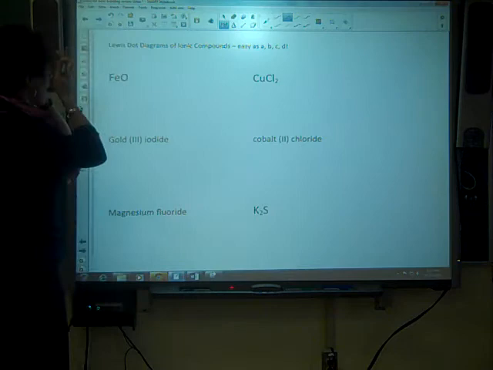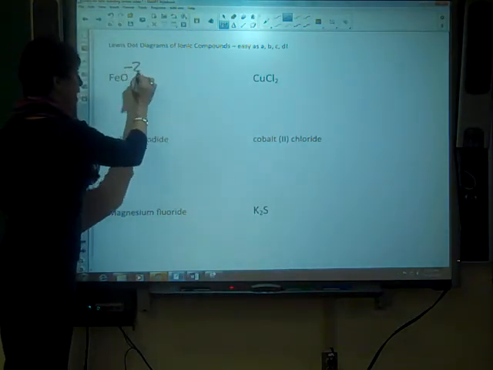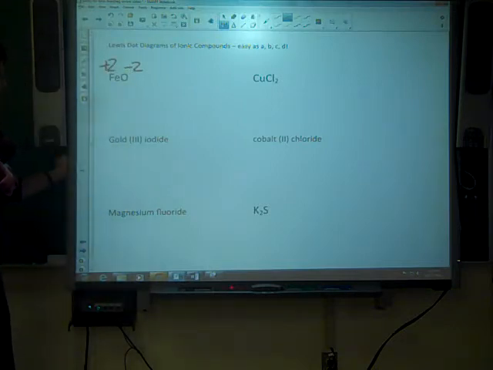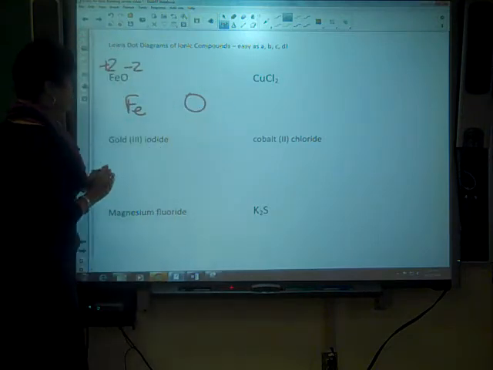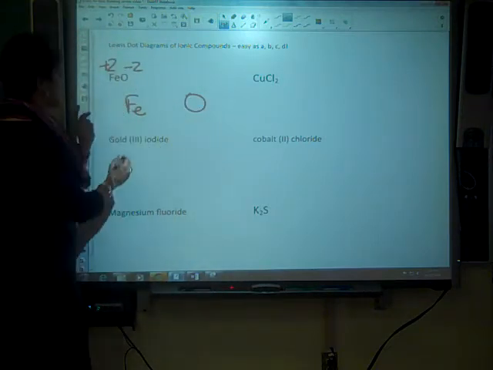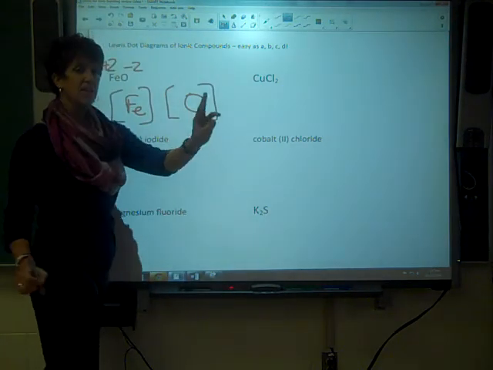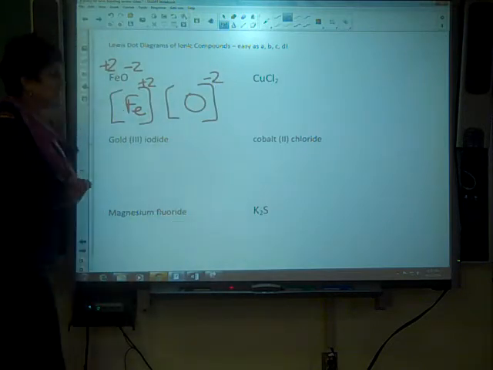So I'll go ahead and do a couple with you. Fe and O. I know O is a -2, so Fe must be a +2. I have two atoms, Fe and O. A for atoms. B for brackets. I put brackets on both. C for charges. This is a +2, this is a -2.